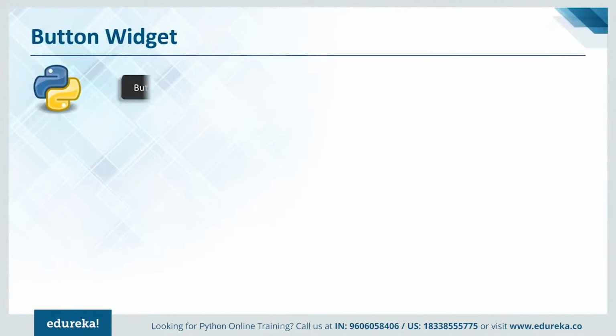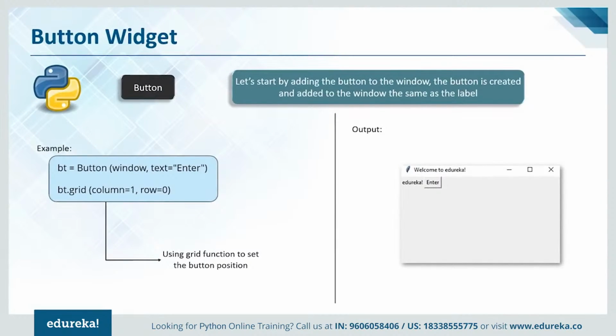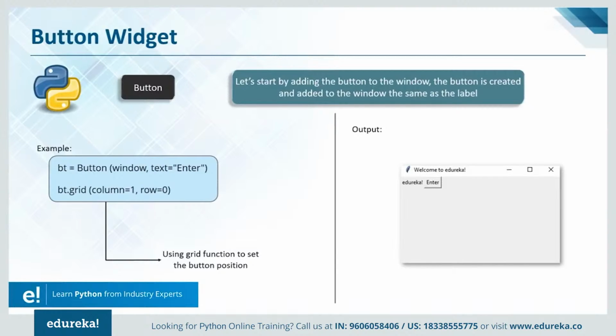And next up is the button, guys. Well, it is very similar to the label widget, to be honest with you guys. So all we do is we create a variable and we use the widget syntax to define what the button has to say. Also, here we'll be using a function called the grid function, which is used to set the position of the button on our particular window.